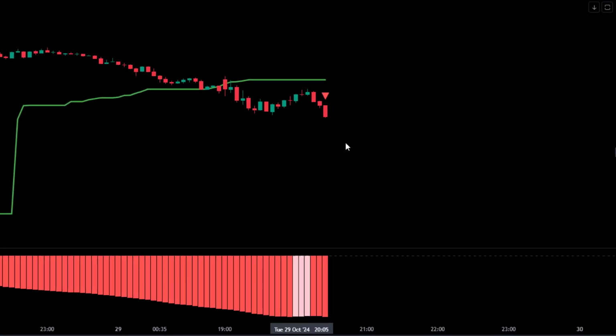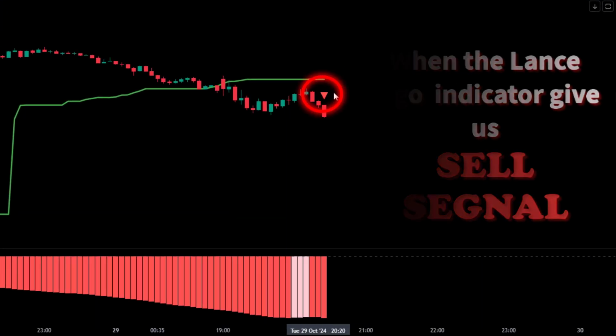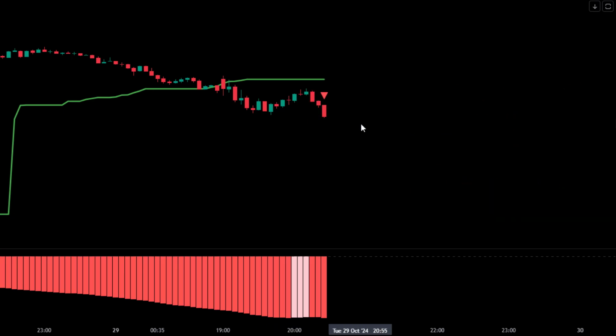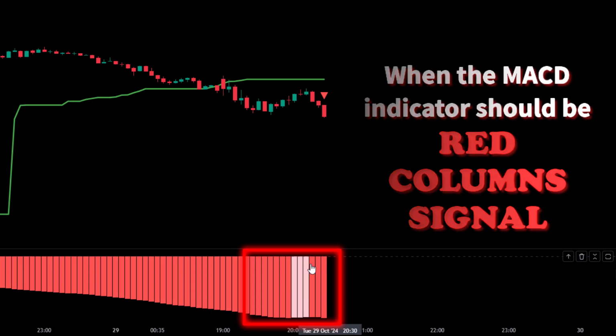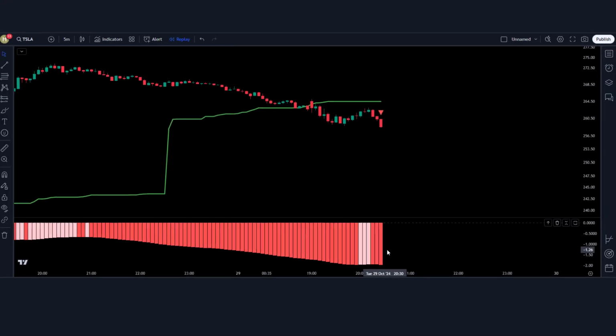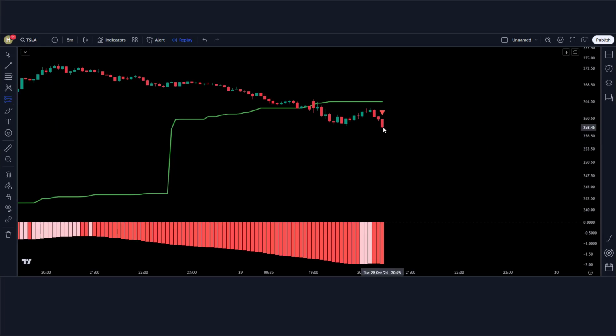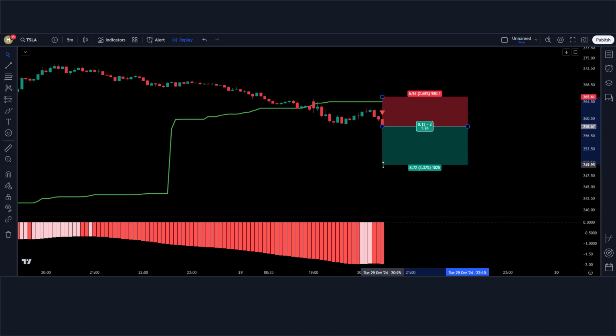Now, let's understand the concept where we will take buy and sell trades based on their conditions. When the Lance Algo indicator gives us a sell signal, when the market has formed a bearish candle, and when the MACD indicator shows a red column signal, if this condition is fulfilled, then we will place a sell order. Our stop loss will be placed at the current market's higher level, and the risk to reward ratio will be 1:1.5.